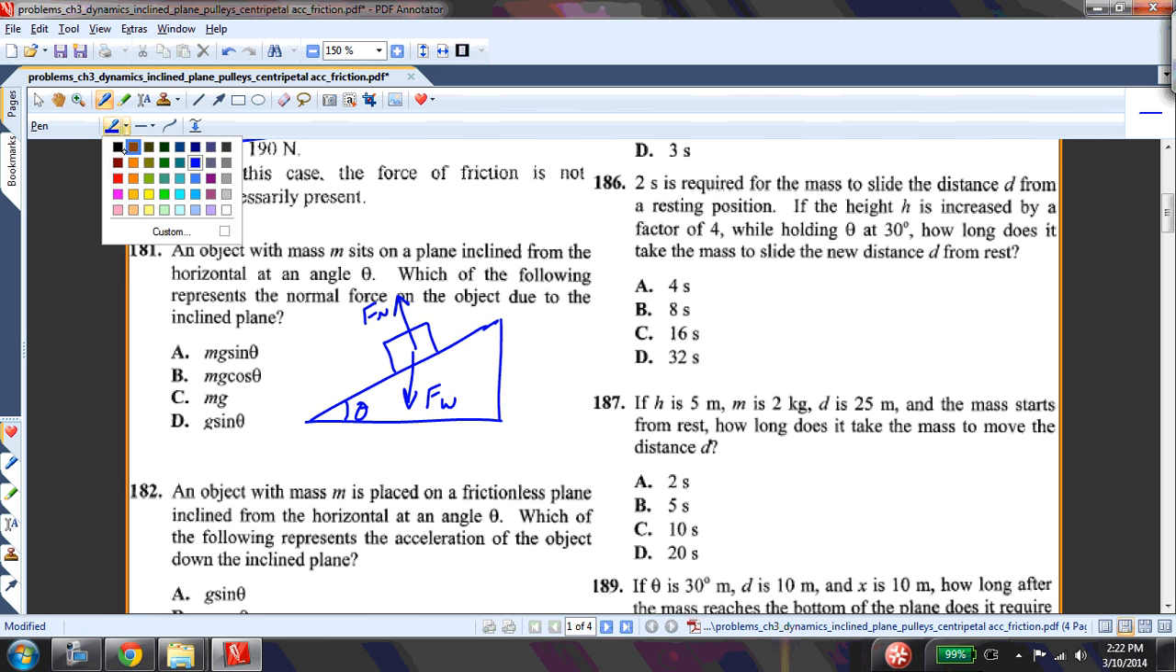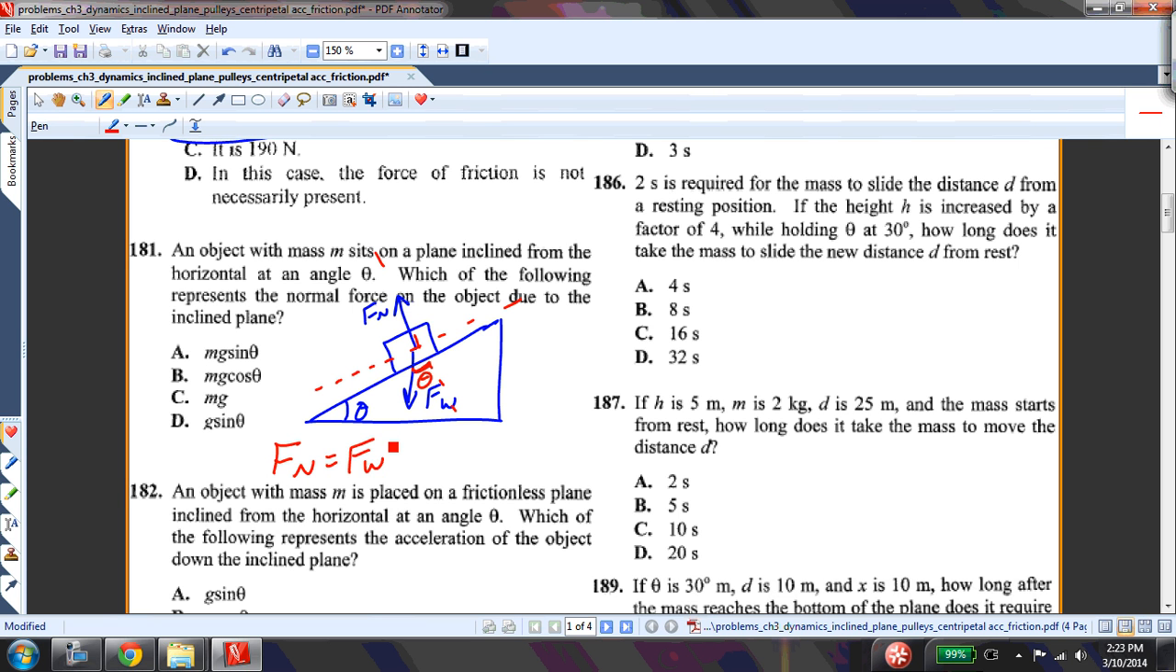Let us draw a coordinate system, and then recognize that this angle is equal to theta. Okay, so here I'm looking for the normal force. The normal force is going to equal the y component of the weight, and so the normal force will equal the weight times the cosine of theta. It's cosine for the y component because this angle theta is measured from the y-axis.